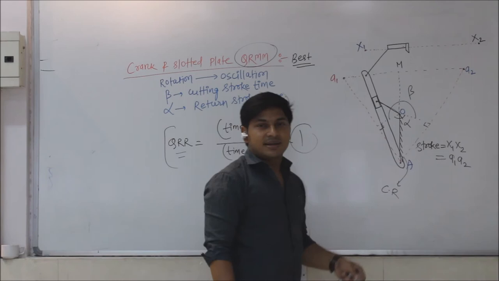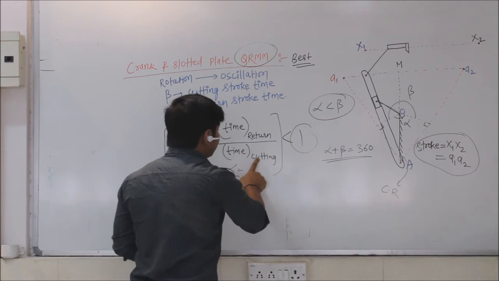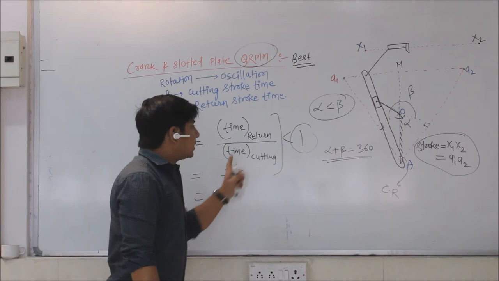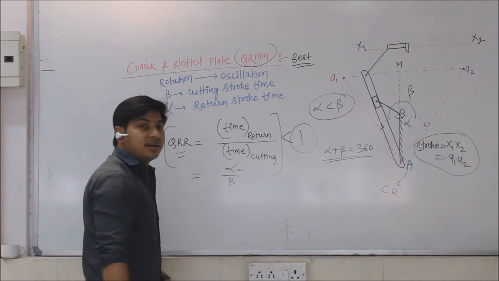The time taken in the return stroke compared to the cutting stroke can be directly related to the angle covered during the cutting stroke and return stroke. So I am replacing the time with the angle. This is alpha upon beta, and you can say this is the quick return ratio.